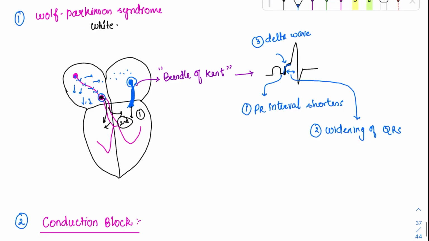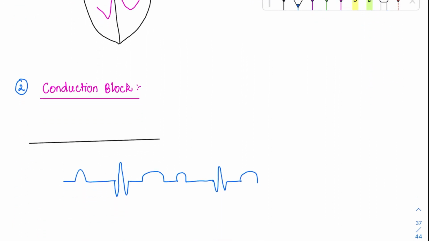So what happens in conduction block? There are 3 grades of conduction block. One is the first degree block, second degree block and third degree block. So let's see what happens in each of them.